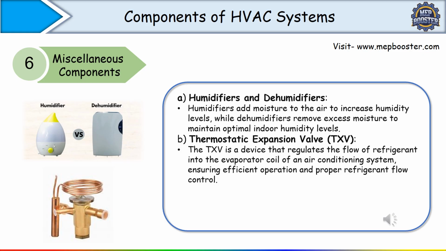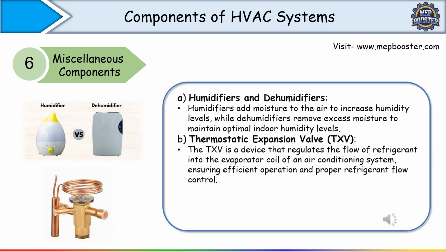See what happens here: as the temperature of the refrigerant leaving the evaporator coil increases, the sensing bulb also heats up, causing the temperature-sensitive fluid inside it to expand. So the expansion of the fluid exerts pressure on the diaphragm, which in turn opens the valve to allow more refrigerant flow into the evaporator coil.